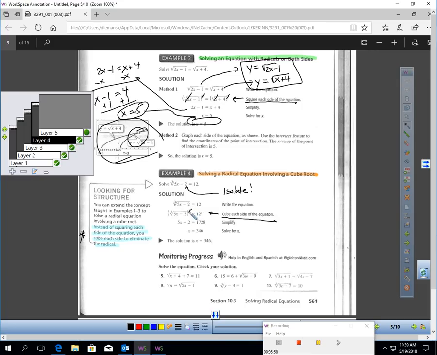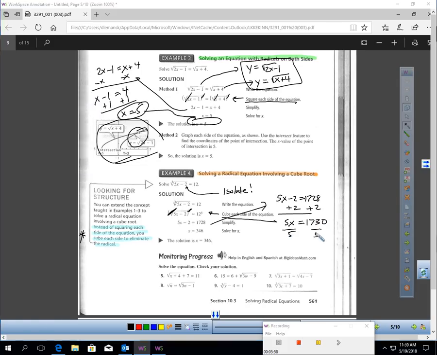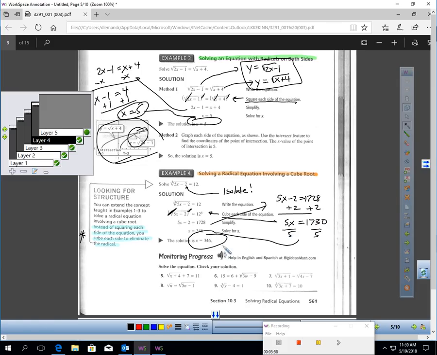The cube will eliminate the cube root, so I have 5x minus 2 on the left, and if you take 12 to the third power in your calculator, you get 1,728 on the right, and they didn't show their work again. Let me write it up here. We need to add 2 to each side first, so 5x would equal 1,730, and then I'll divide by 5, and that's why they're getting x equals 346.